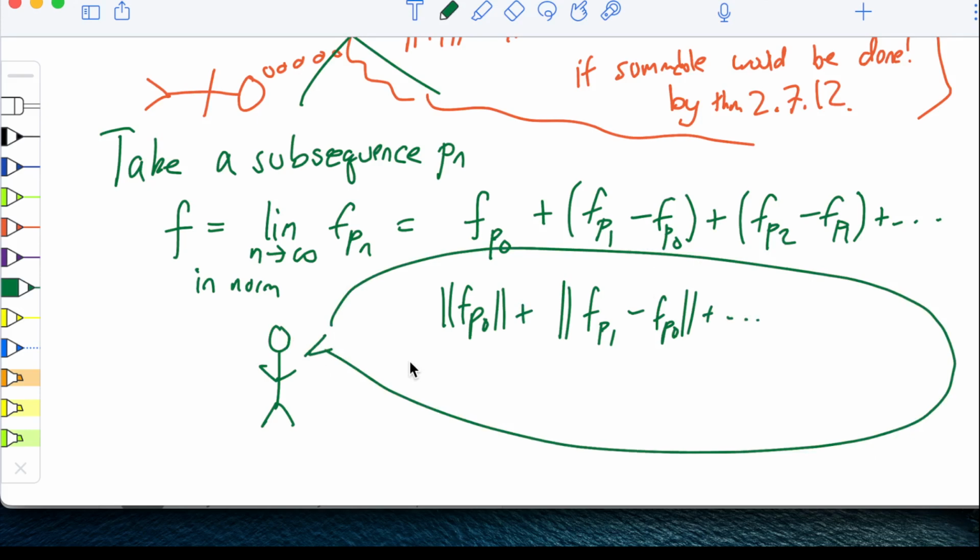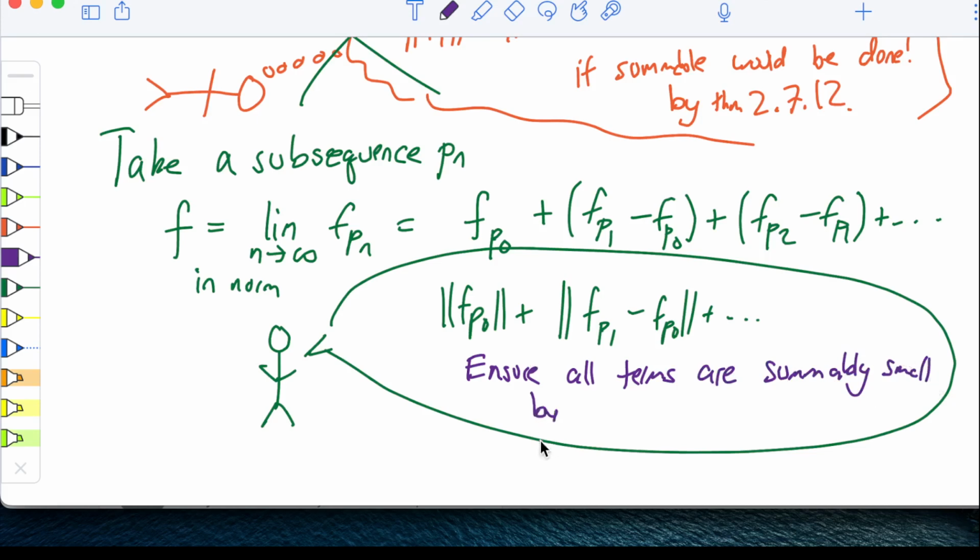And I'm going to choose them. I'm going to make sure I can ensure all terms are summable. I'll call them summably small. That's so small they are summable by choosing p_n. So that's the idea. We're going to make this thing work by choosing the subsequence so that all of these differences are super small, and then everything will work out.